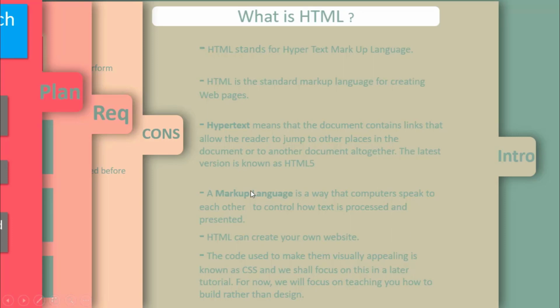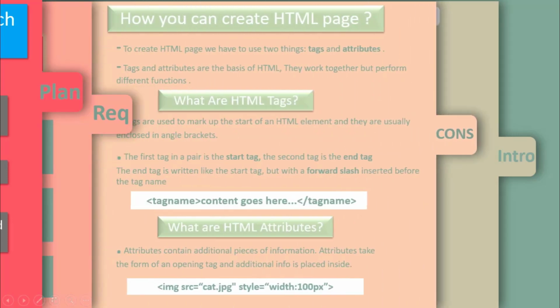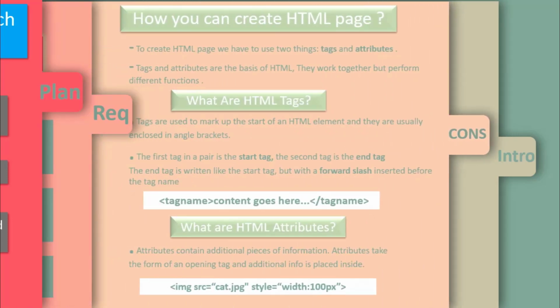Then let me show the construction of HTML. To create an HTML page, we have to use two things, tags and attributes. Tags are used to mark up the start of an HTML element, and they are usually enclosed in angle brackets. So here is an example of HTML tags. We have a start tag and an end tag, and the content or the text is inside the two tags.